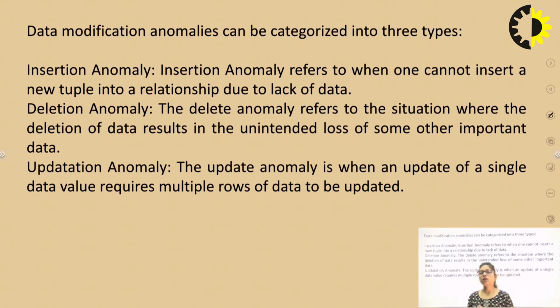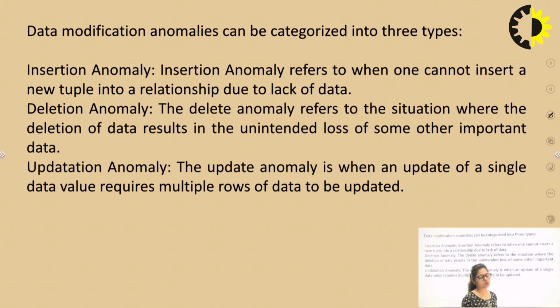Deletion anomaly refers to the situation where the deletion of data results in the unintended loss of some other important data. Basically, we are deleting something, and because of that deletion, some other data will be lost. This is called deletion anomaly.